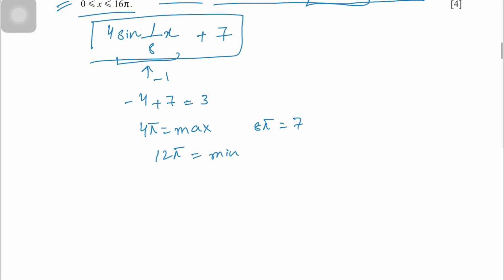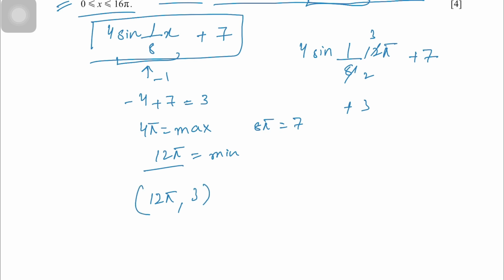So for the minimum value, we can plug in over here 12 pi. This would be 4 sine 1 over 8, 12 pi plus 7. So this would be 3 pi by 2, and sine 3 pi by 2 is negative 1. So this would be negative 4 plus 7, which is 3. So our coordinates would be x as 12 pi and y as 3. So these are our coordinates, final answer.